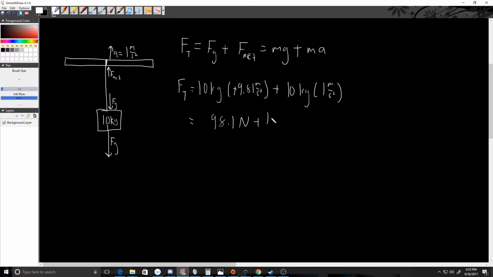10 times 1 is still 10 newtons. So the total tension on this rope is 108.1 newtons. So the total, the net force plus the force of gravity, that tension is equal to 108.1 newtons.